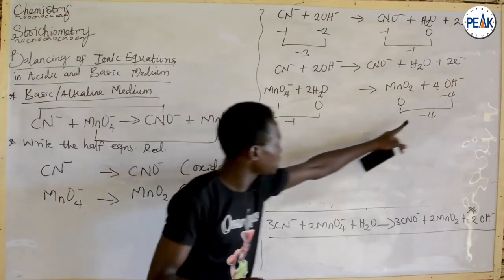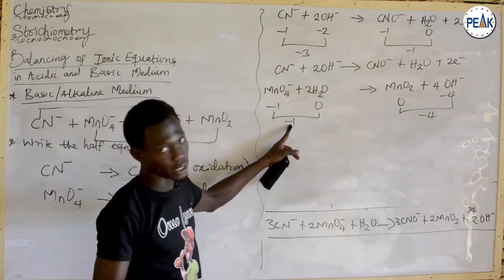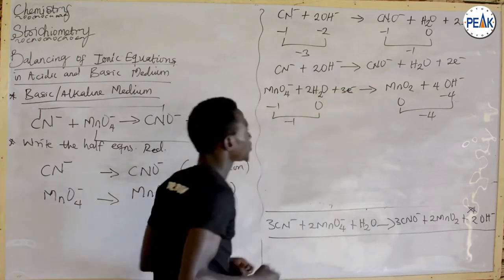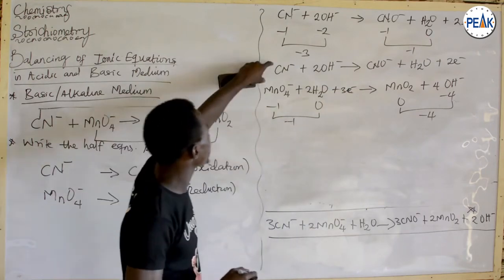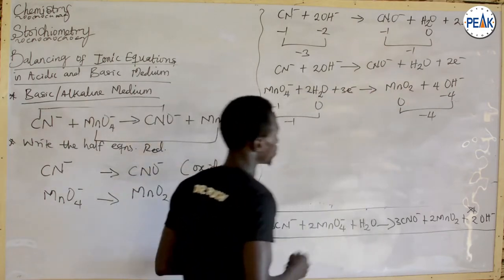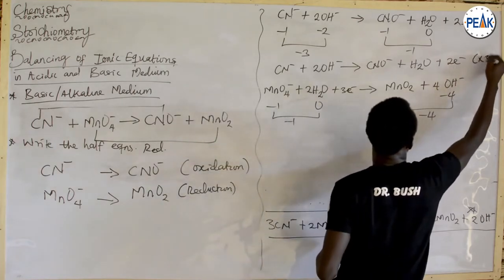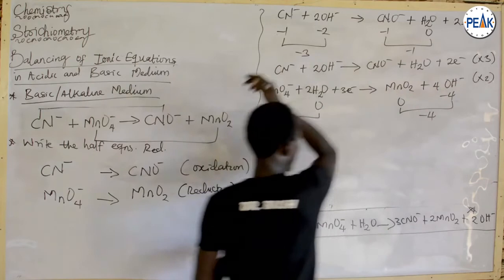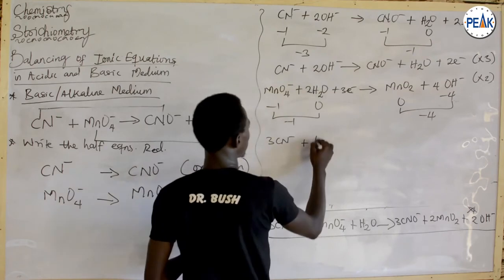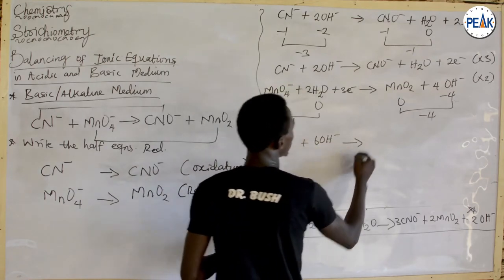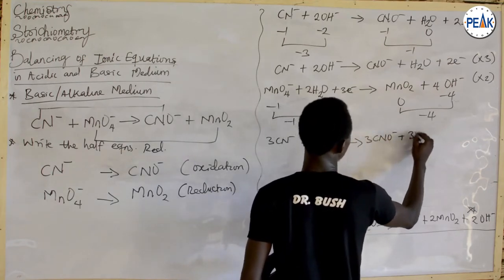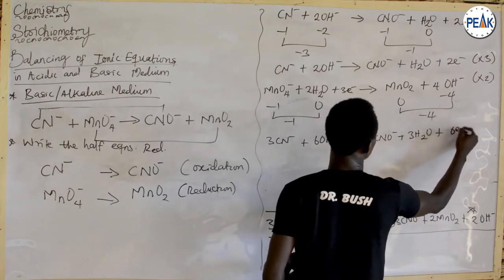This side is more positive than this side. So the reactant side of the equation will have to lose 3 electrons. Now, don't forget, we have to add these 2 equations together. But first, we have to make sure these electrons are cancelled out. So I'm multiplying this equation by 3 and this equation by 2. Multiplying it by 3, I have 3CN- plus 3 times 2, 6OH- to give me 3CNO- plus 3H2O plus 6e-.